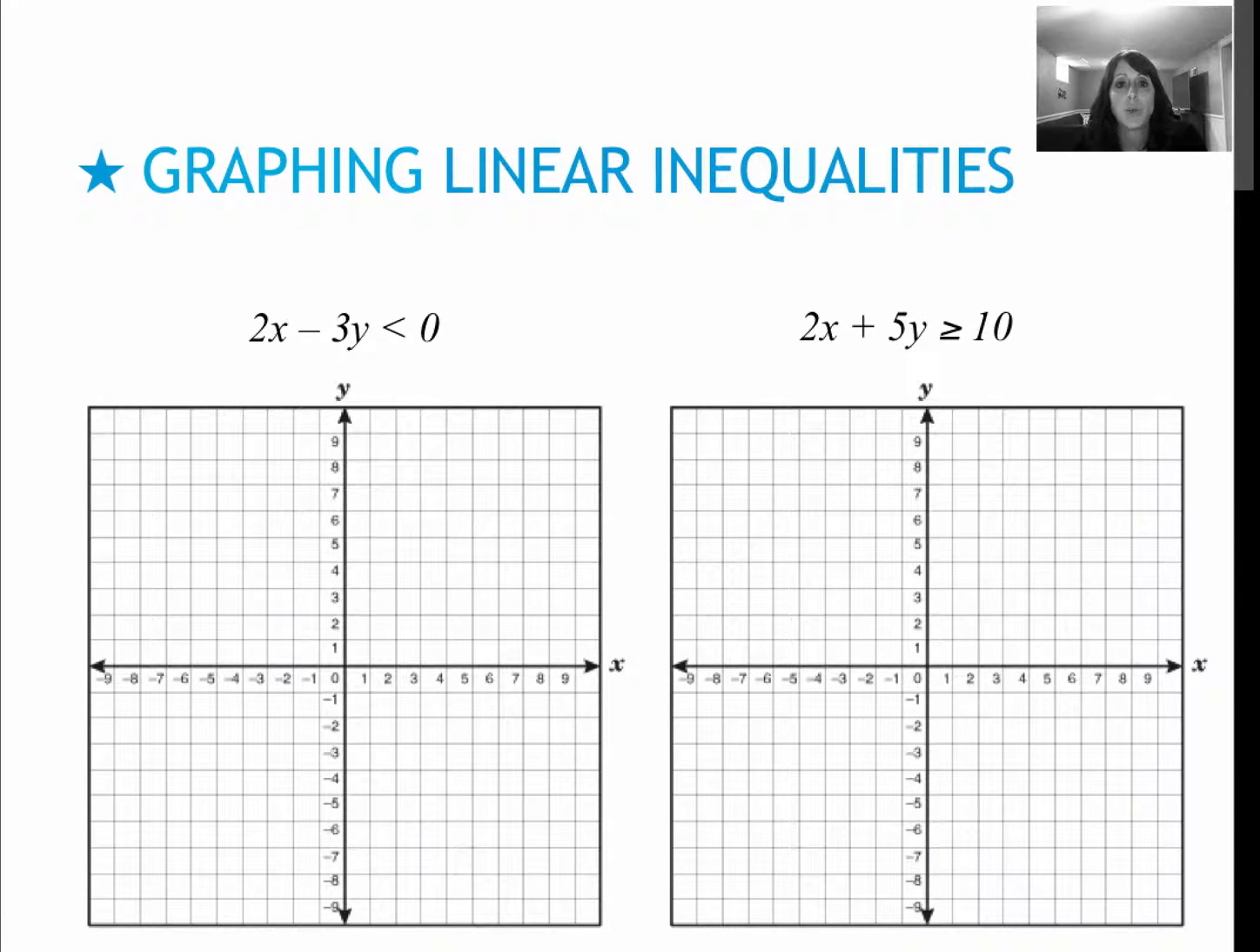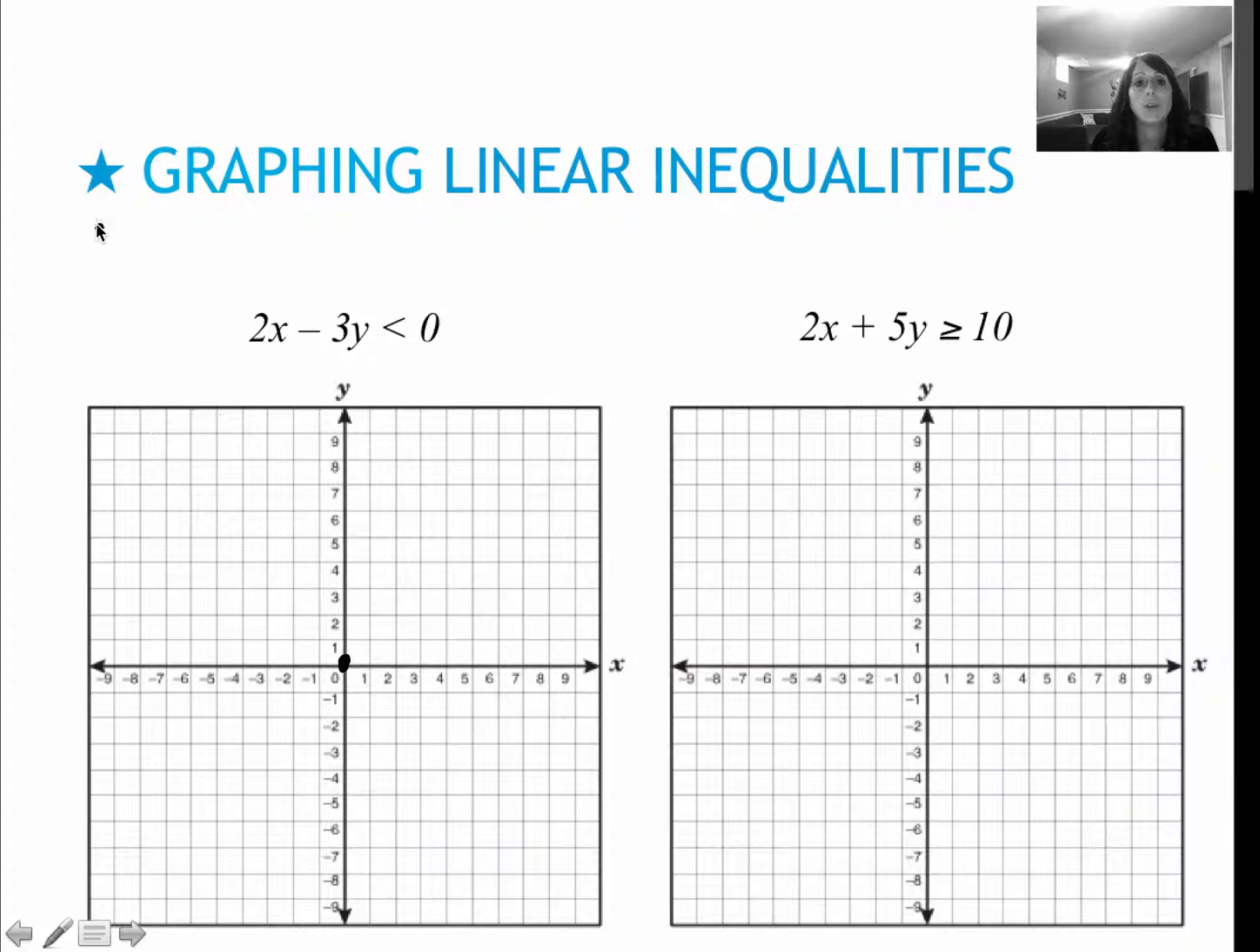These two are for you to try on your own and then press play to see how you did. My first example here, I could not use the cover-up trick or finger trick on this one, because if I cover up this 2x, I get 3y equals 0, so y is 0. And if I cover up the 3y, I get 2x is 0, so x is 0. So that just gives me a point rather than a line.